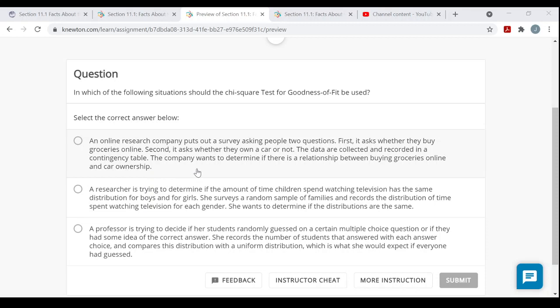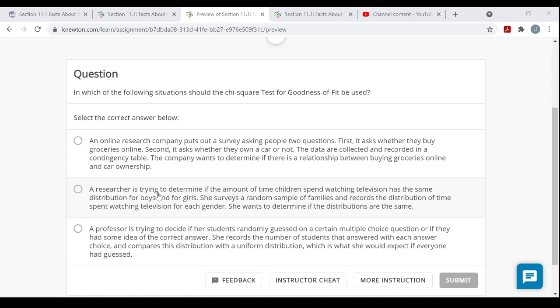Alright, so this would be an example where I'd be running a chi-square test for independence. Right? You're trying to determine if two factors or two variables are independent here. Buying groceries, that factor, do you buy groceries online or not, versus car ownership, do you own a car or not? Are these two factors related? Are they independent or not? So you'd be running a test for independence here. So that's not it. Second one.